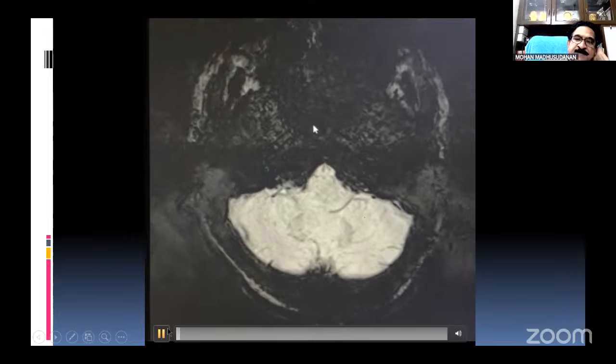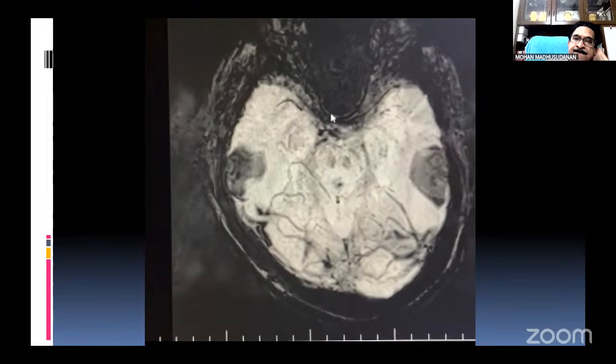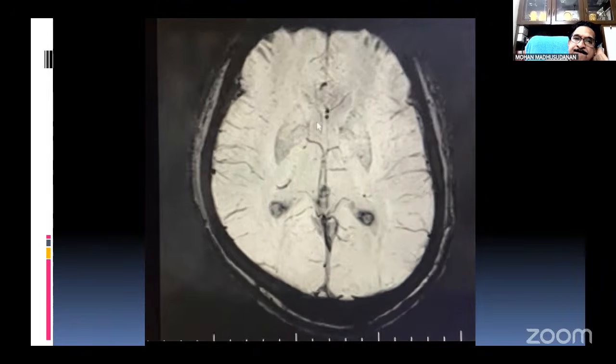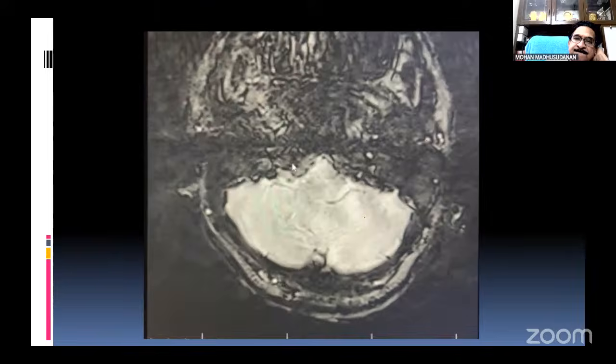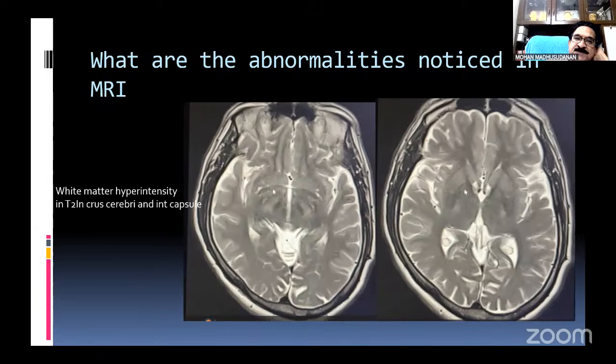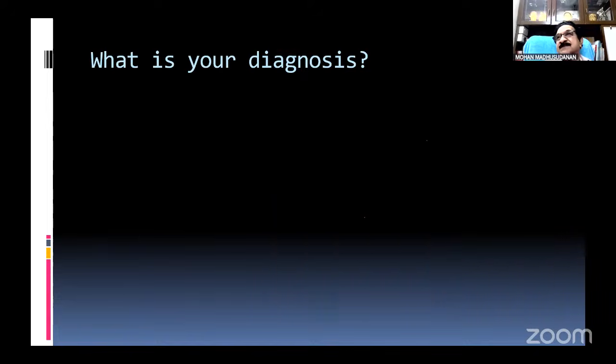In SWI, there is no blooming anywhere. So notice it's got a hyperintensity in the globus pallidus, and hyperintensity in the crus cerebri and internal capsule. It's a classical wine glass appearance. So what is the diagnosis?